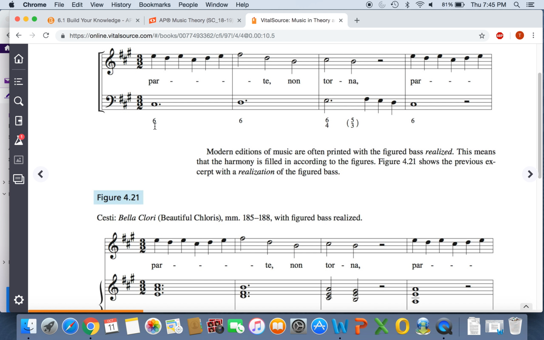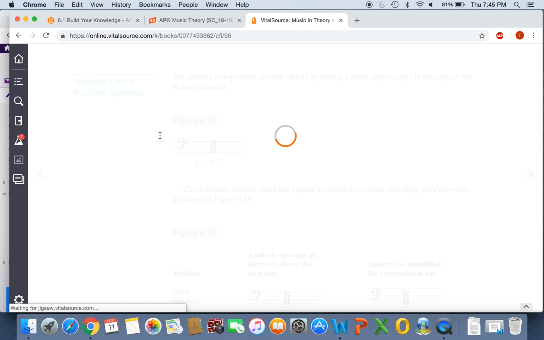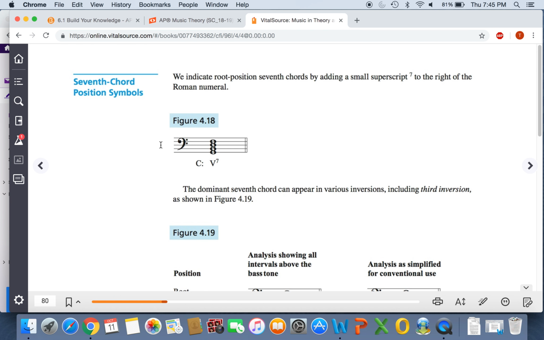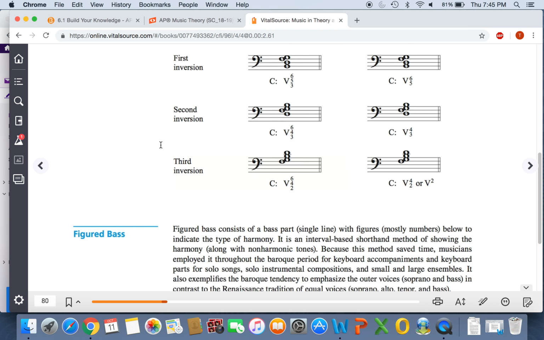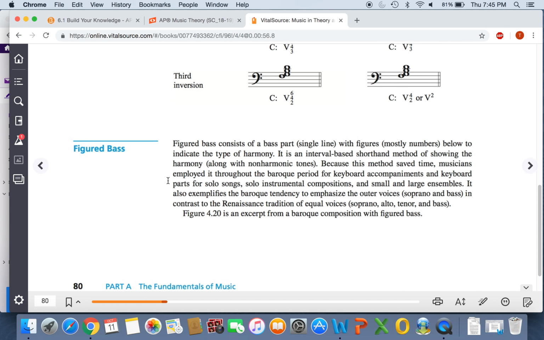Now take a look. This is actually figured bass. Let me go back. When did that come in? Here, I skipped it. Figured bass. All right, this is this week's lesson, you guys. Figured bass consists of a bass part, a single line with figures, mostly numbers, below to indicate the type of harmony. It is an interval-based shorthand method of showing the harmony along with non-harmonic tones.